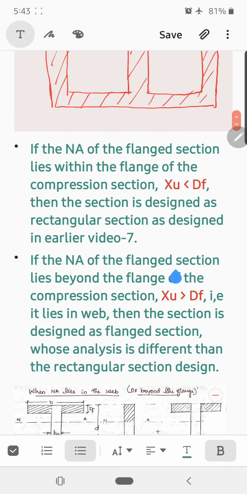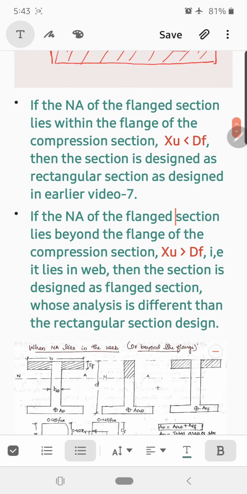Now if the neutral axis of the flanged section lies within the flange of the compression section, that is, the neutral axis depth XU is less than the depth of the flange DF, then the section is designed as a rectangular section, as designed in the earlier video 7.